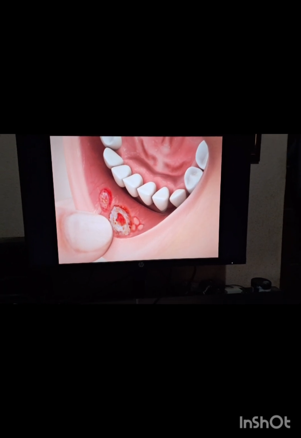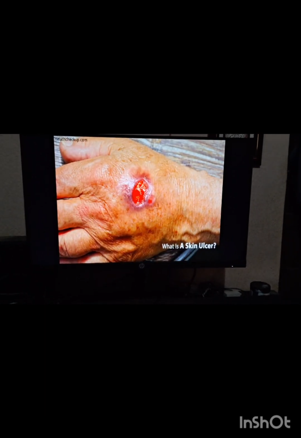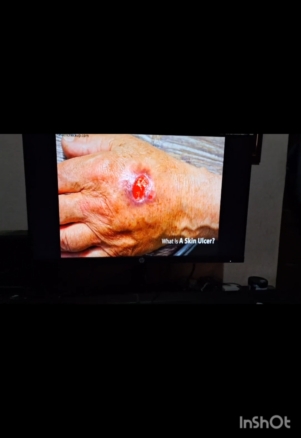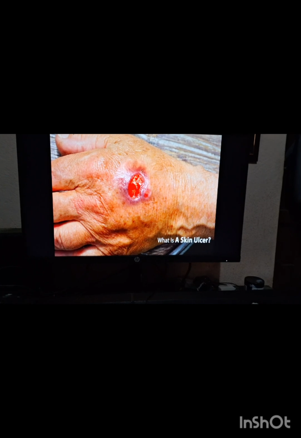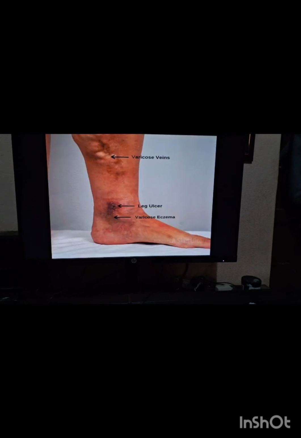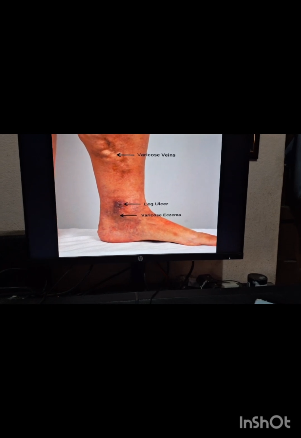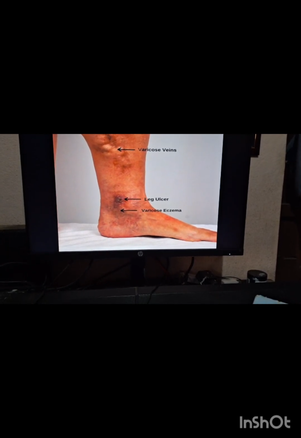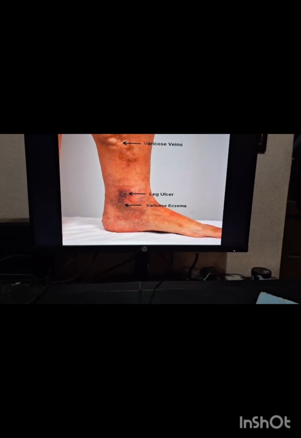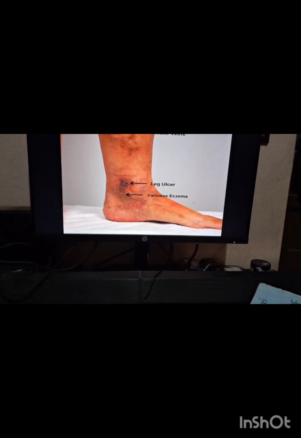Pictures showing the aphthous ulcer on mucous membrane inside the mouth. A picture showing ulcer on skin. There is tissue destruction and discontinuation, or break or breach, of the surface epithelium. This is a picture of venous ulcer seen in varicose vein. There are eczematous changes and leg ulcer. Typical venous ulcer is seen on the medial aspect of the leg, just above the medial malleolus.